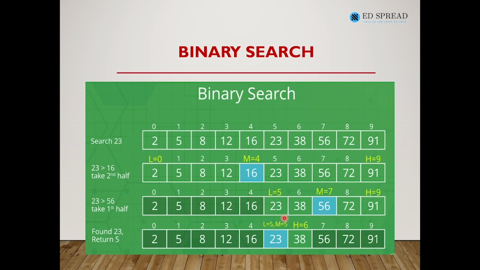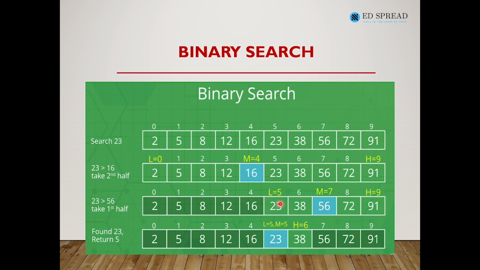Now again, what is it going to check? The same way again, it is going to check for the middle value. Now what is the middle value? The middle value here is 56. Now it is going to compare 23 and 56. 56 is bigger than 23, so what will it do? It is going to check in the left part of this, 23 and 38.